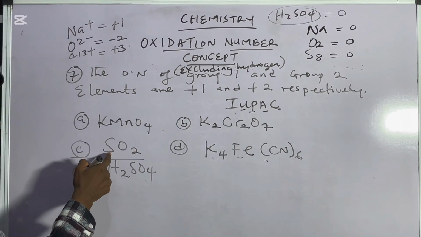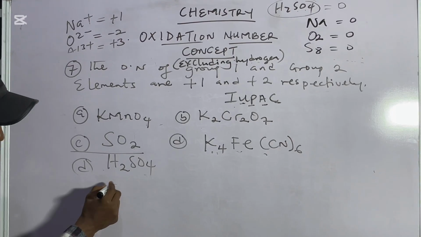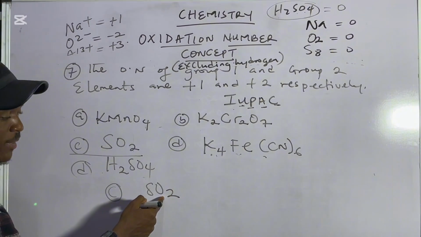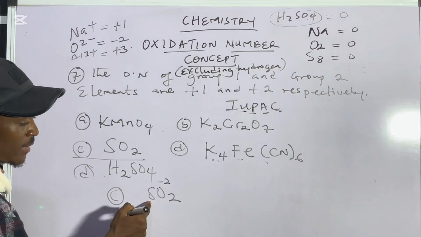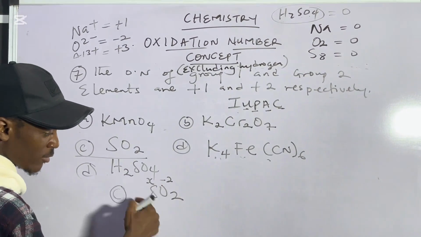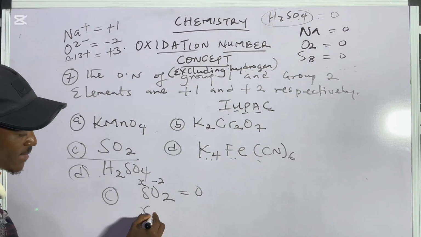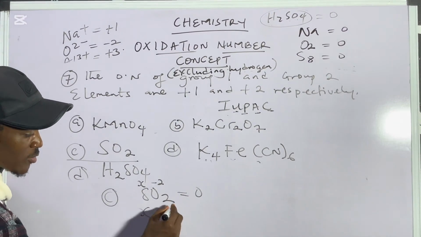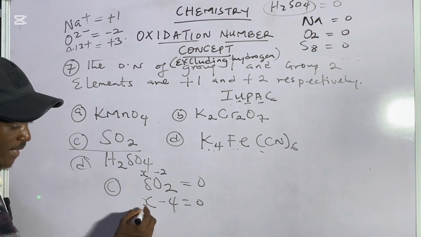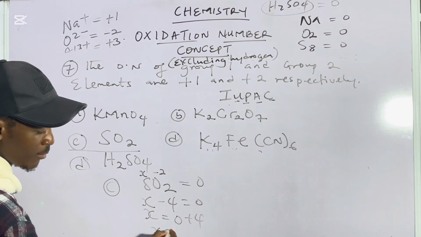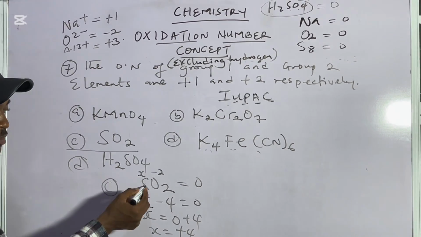Now, the oxidation number of sulfur here should be what? Let's consider it. SO2. Now, oxidation number of oxygen in most compounds is what? -2. Sulfur is unknown in this case. So this is a compound, you equate to 0. Just go straight. x, then 2 times -2 is -4, equal to 0. Then x is equal to what? When you move this one to the other side, 0 plus 4, which is +4. So this compound is called what?